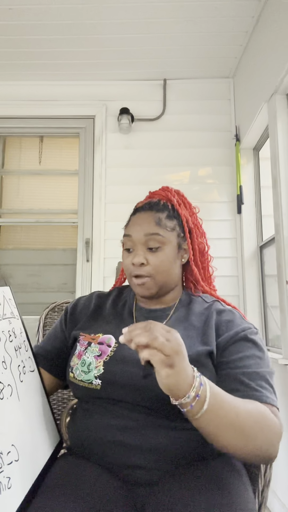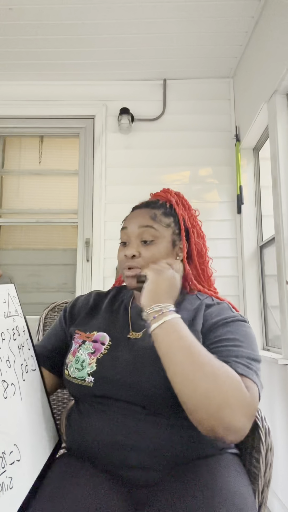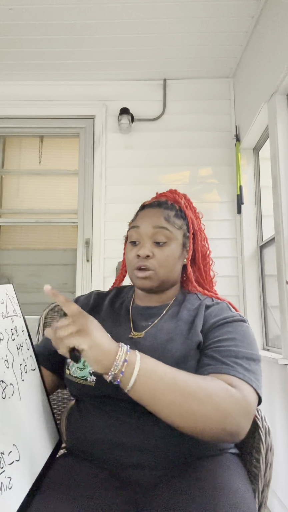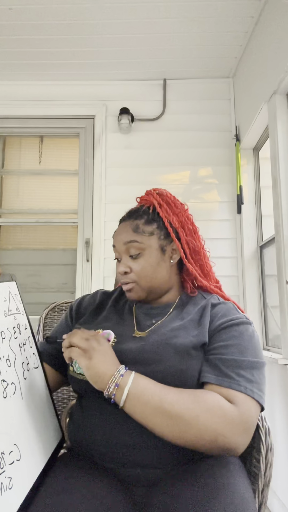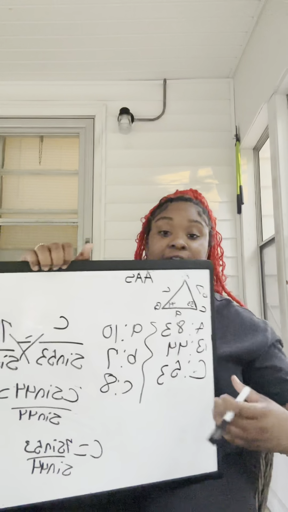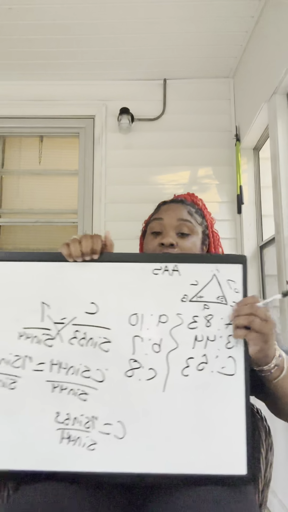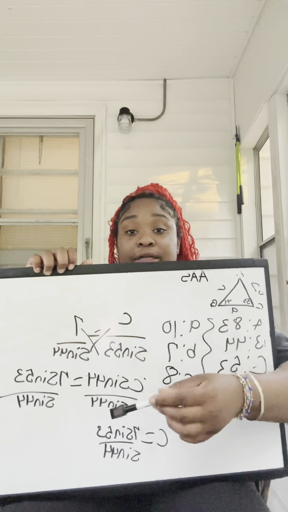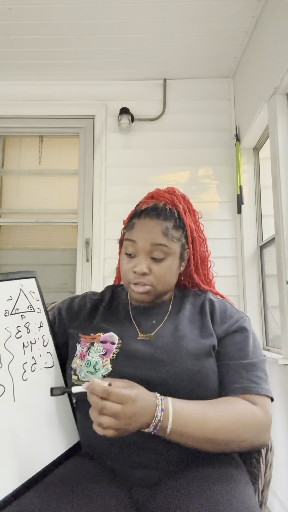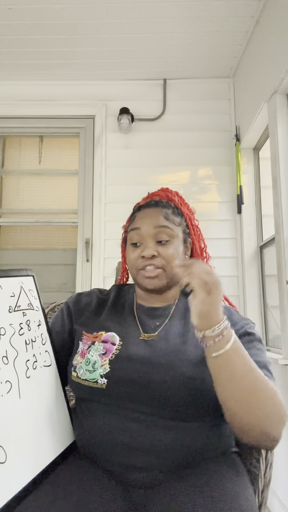Remember what I told you. Always use something that you already know. So, we have side B, which is 7. So 7 is going to go over sine 44 because 44 was our angle. It should look like this at the top. Now, once you have done that, you are going to cross multiply those. Once you cross multiply, you should get C sine 44 equals 7 sine 53.